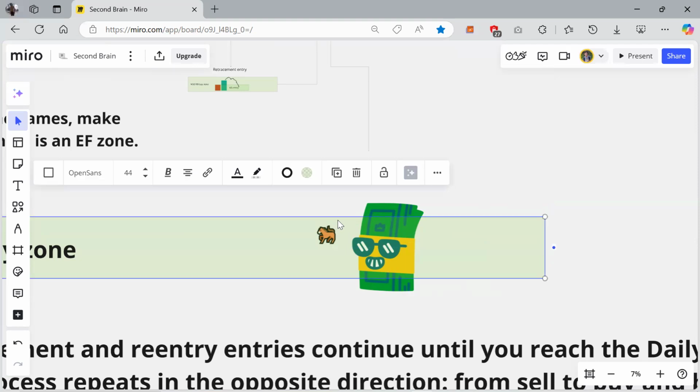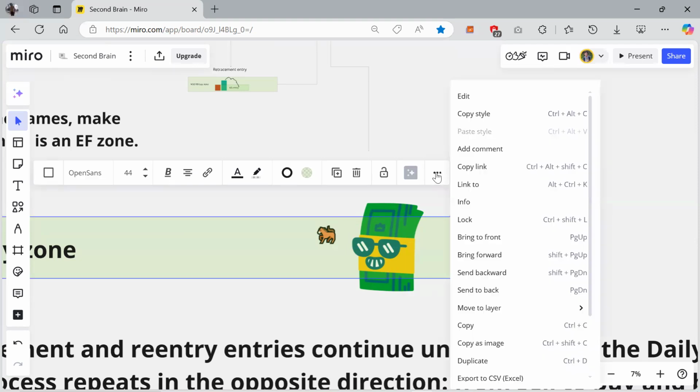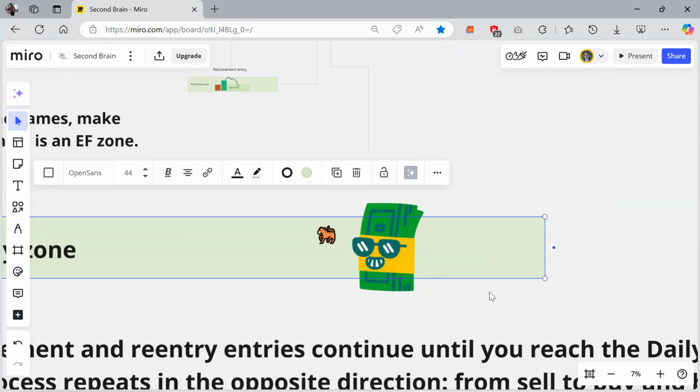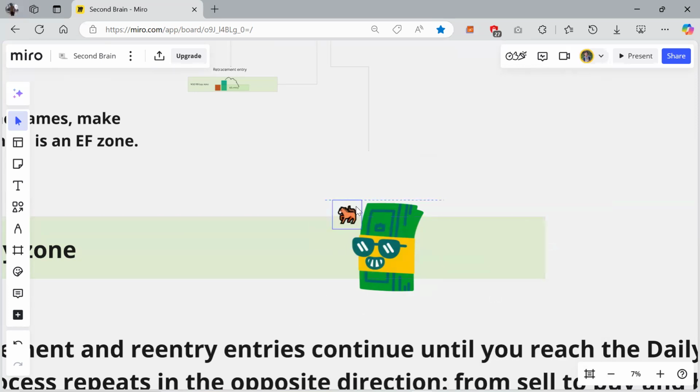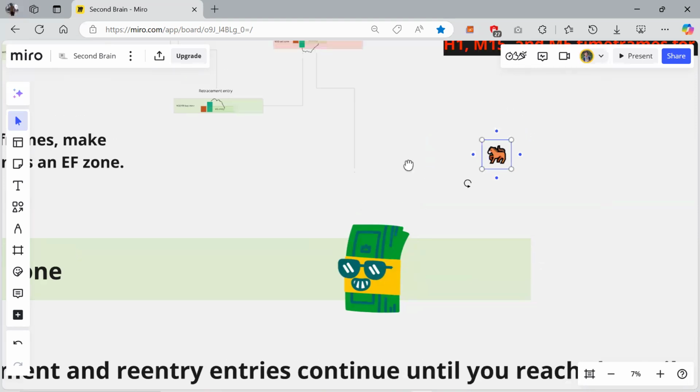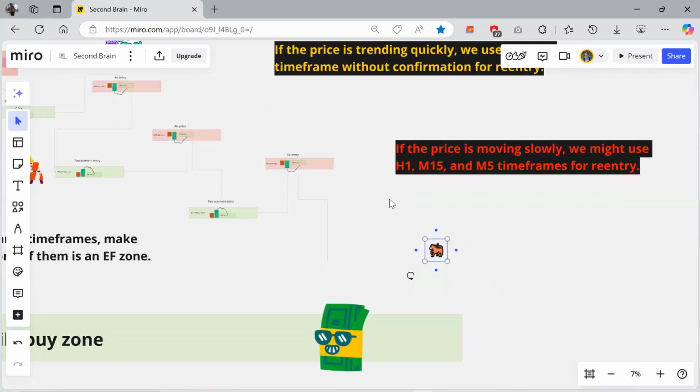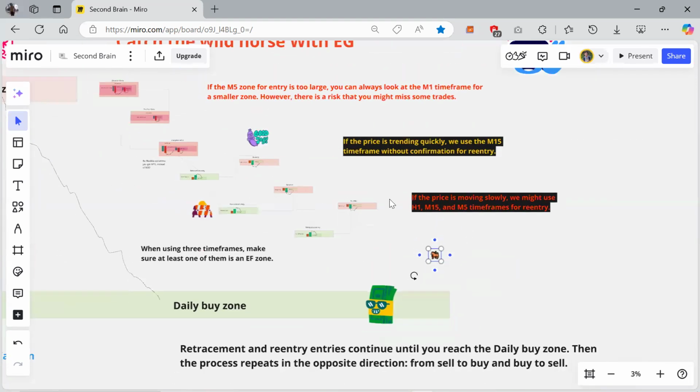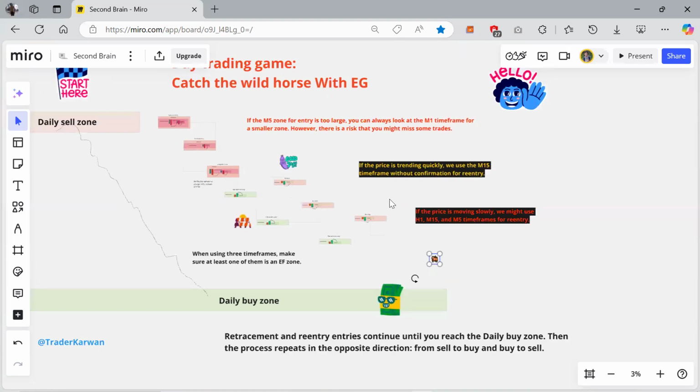Let me see how this works. This is, by the way, Miro, the program where I'm now working with. Send to back. I think if I send to back, then I can move my horse. Okay, so the process will go from the daily buy zone again to the, of course, if we have here confirmation of direction change, but that's a topic for other time.